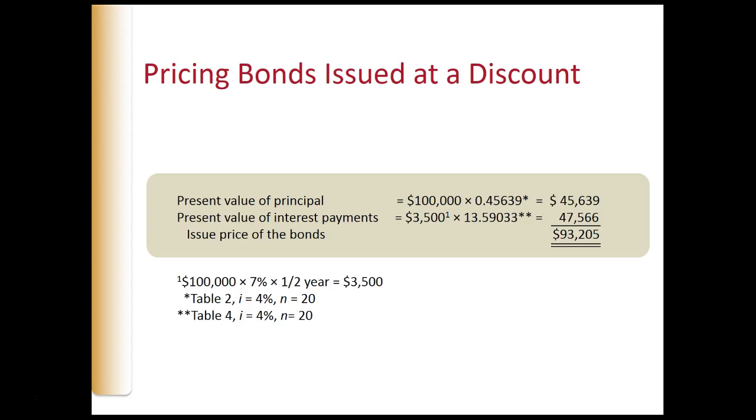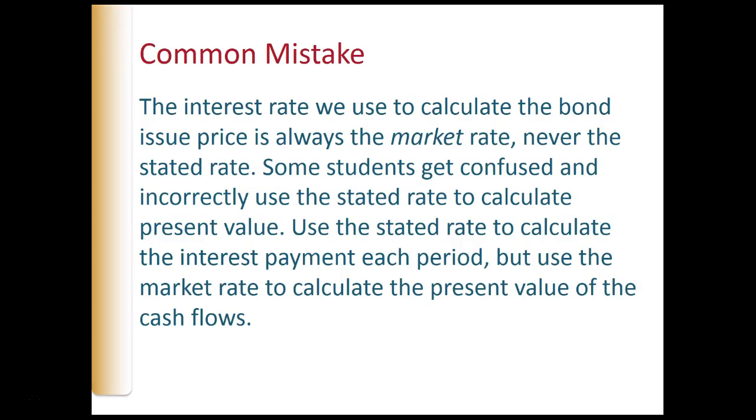And then Table 4, we would use the annuity present value table, because those interest payments are received over the life of the bond. So that is an annuity payment over a period of time. Again, in each, we're going to take the interest rate of 4% and the number of periods, 20. It's 10 years, but they're being paid out twice a year.